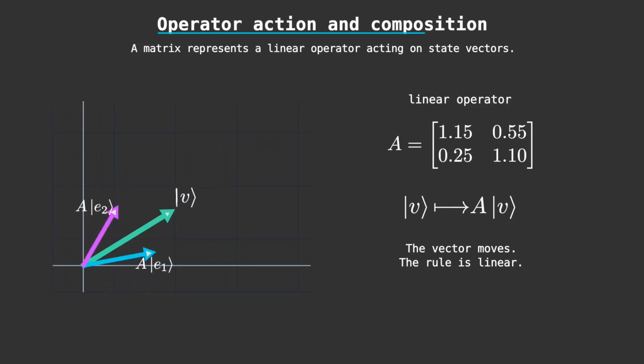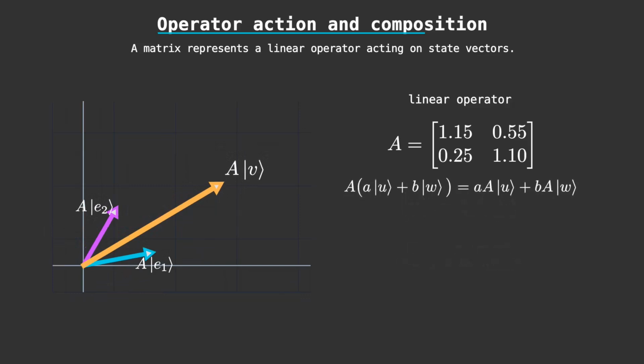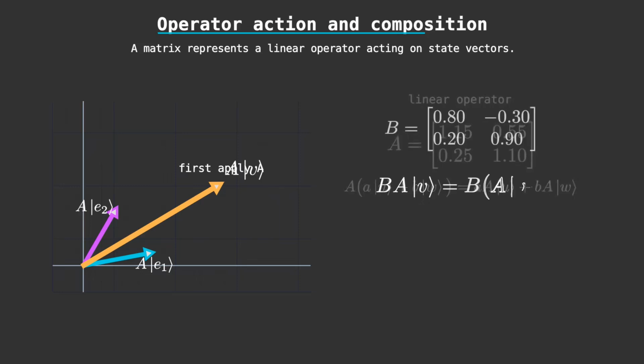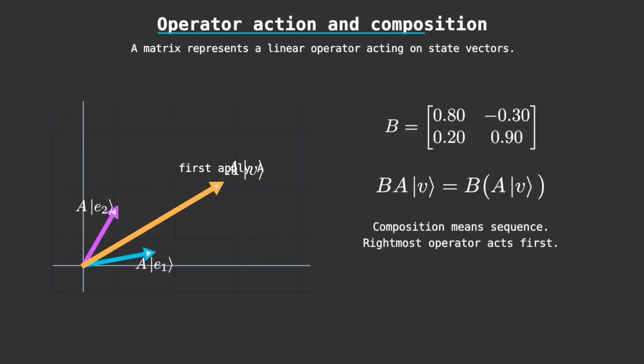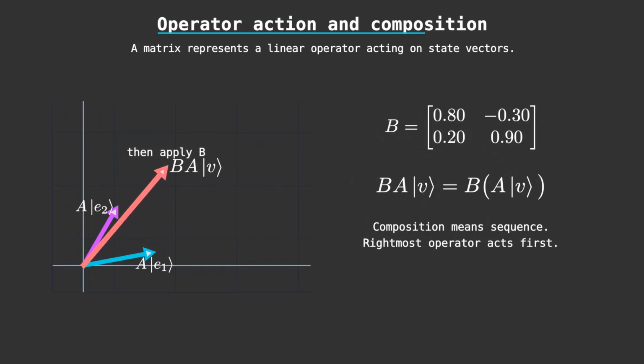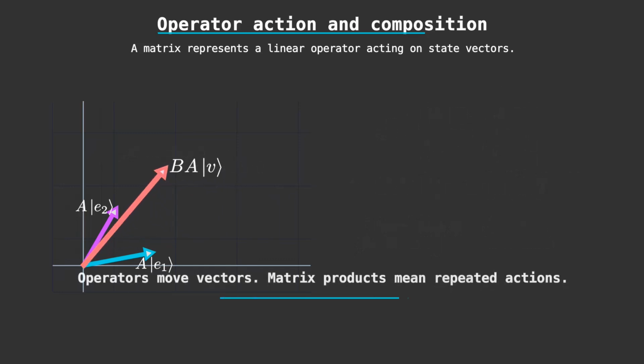Linearity means sums and scalar multiples are preserved. Applying A to a combination is the same as applying A to each part. Then a second operator, B, is applied. The expression B A ket V means first apply A, then apply B. Matrix products represent actions performed in sequence.